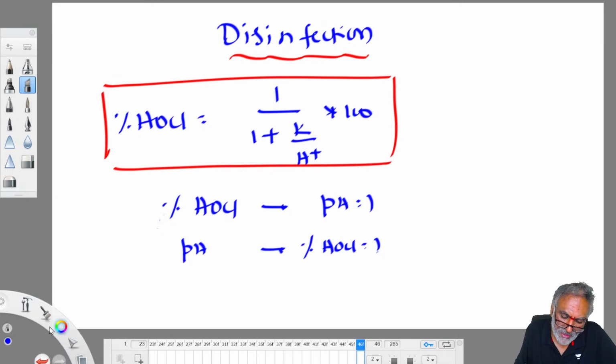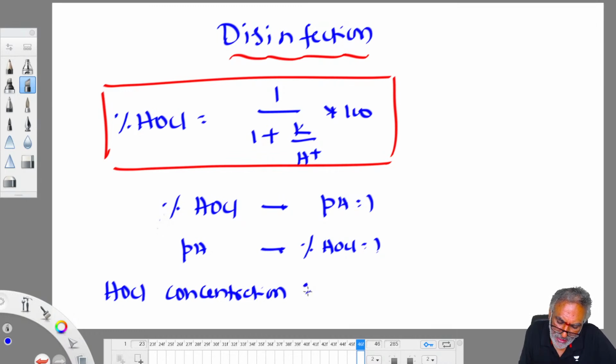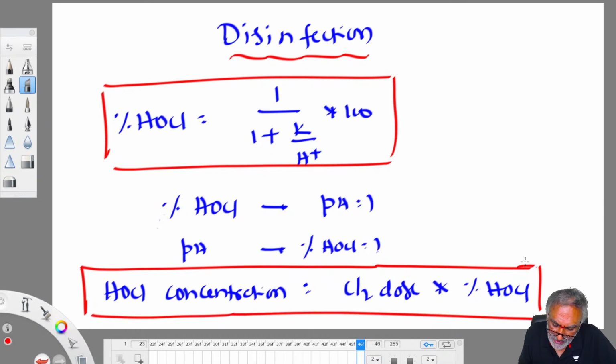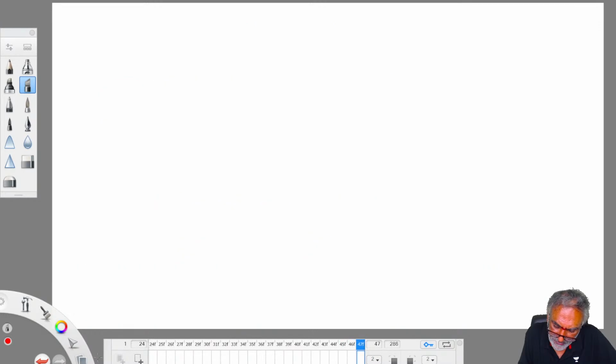So this you can work out by using this expression. By the ionization equation, we wrote this. You can bring out a relation between HOCl and OCl. HOCl is more powerful than OCl, therefore we need to maintain HOCl. That's why we calculate percent HOCl. Then the HOCl concentration in water, after adding chlorine to water, is equal to the chlorine dose added to water into percentage HOCl. So you can work out HOCl concentration. As long as you maintain HOCl concentration constant, disinfection also remains constant, doesn't change. That is the first kind of question.